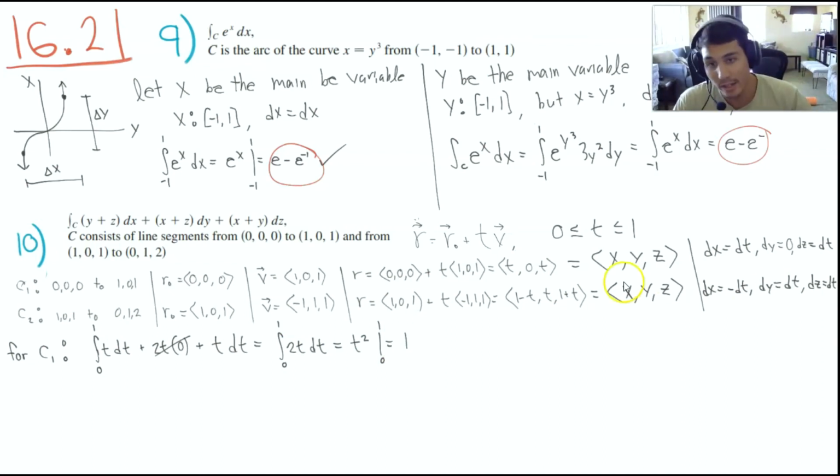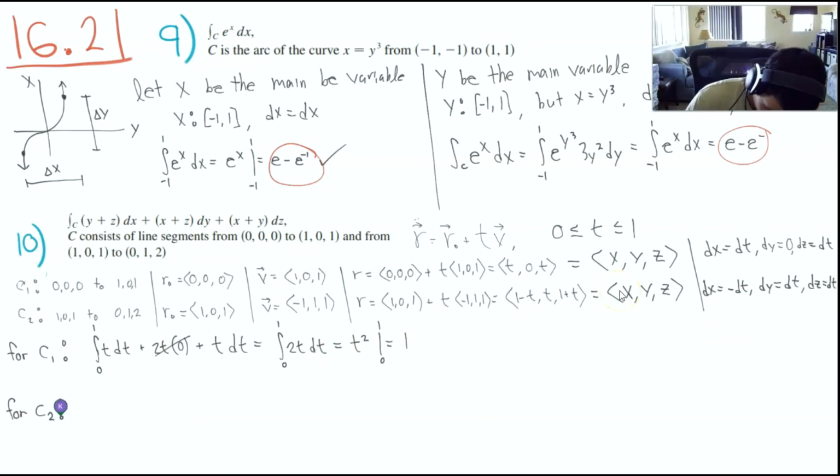All of that giant integral turned into this little one. That's the power of these line integrals, the power of finding a common variable. It expands and then it shrinks. It's kind of a fun thing to watch. Okay, for path 2, not path 2, for C2.